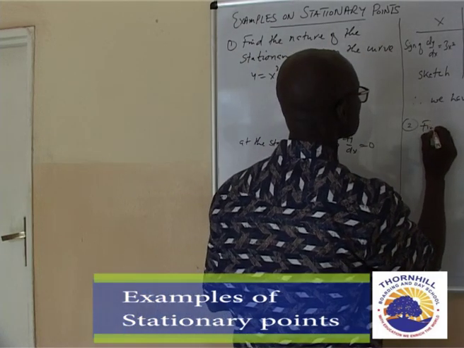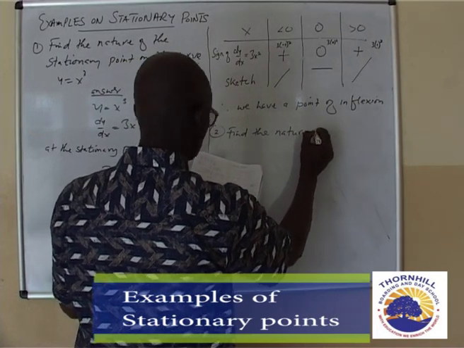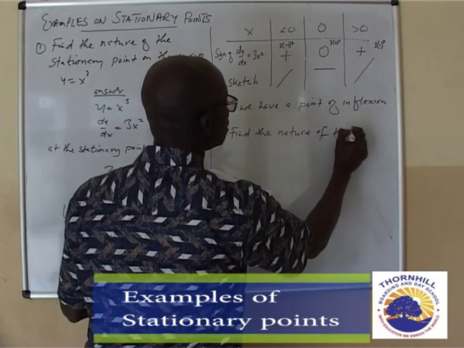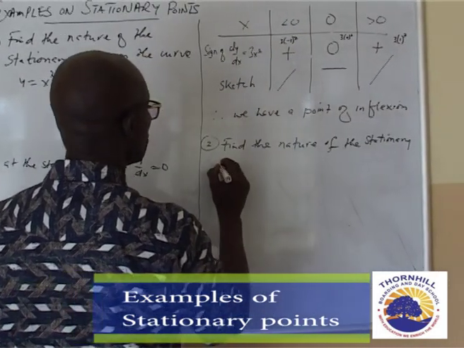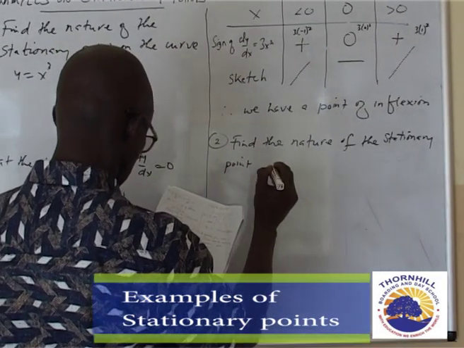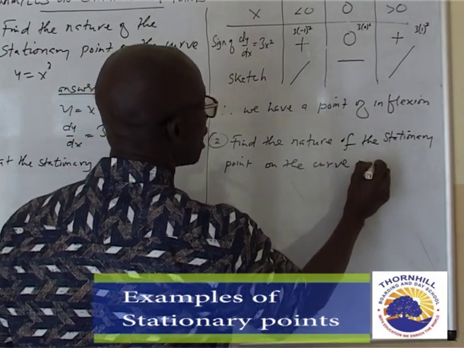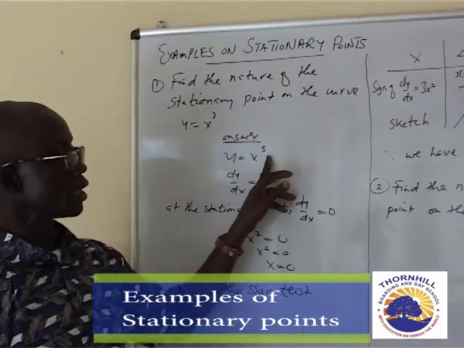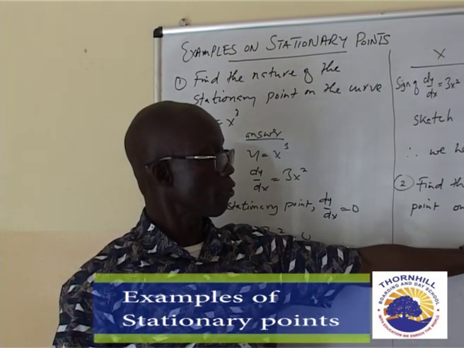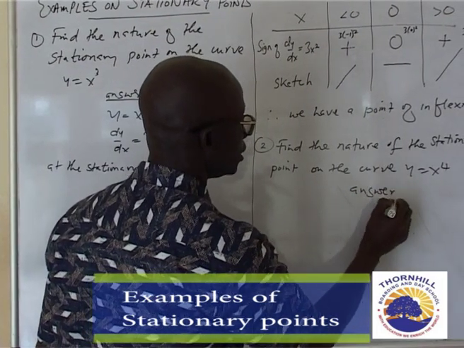Find the nature of the stationary point on the curve y is equal to x^4. Now, here we have y is equal to x^3. This is y is equal to x^4. So, this is how we answer this question.